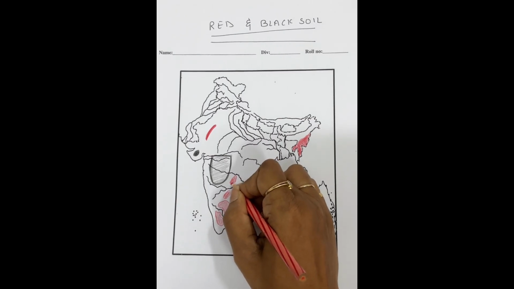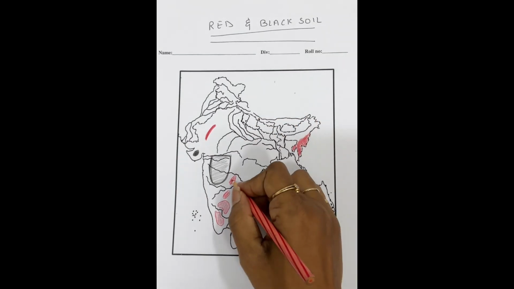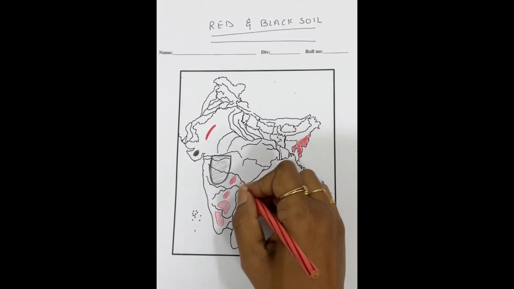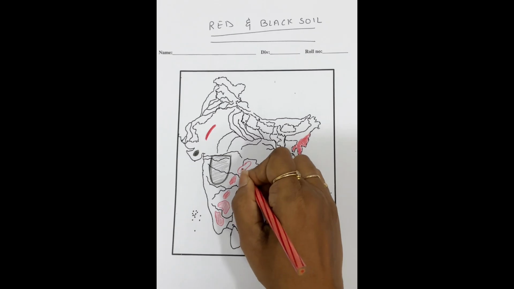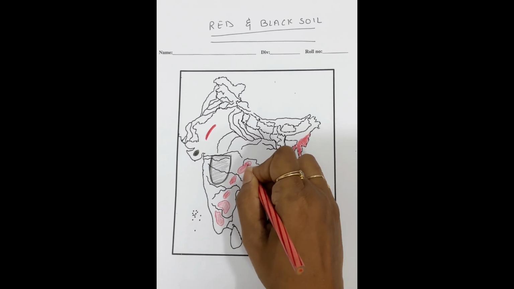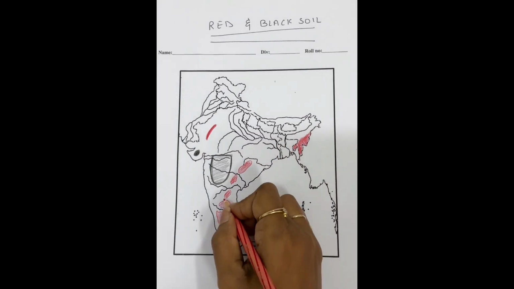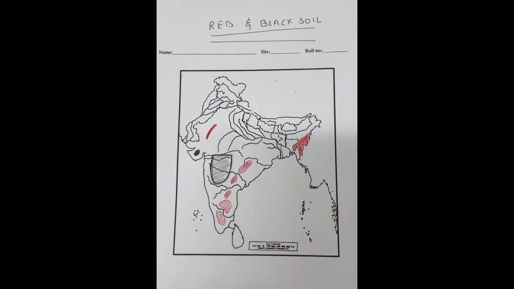Did you notice one thing, kids? Red soil is away from the coast. Because first there is alluvial soil, then we mark laterite. So red soil is usually away from the coast. Don't mark it very close to the coast. So these are all the regions which are red soil rich regions in our country.